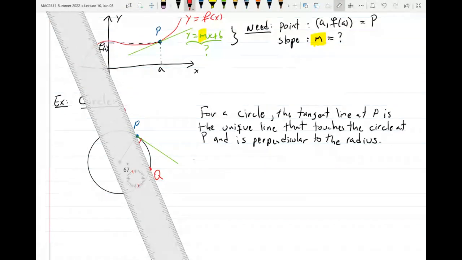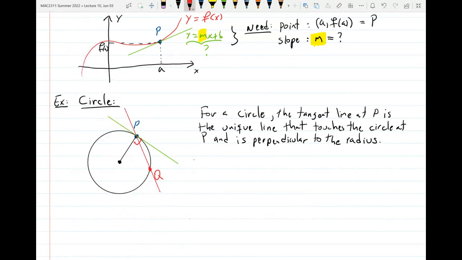Q is another point on the graph, in this case on the circle. The slope that I want, which is the tangent line's slope, I'm going to call M. The slope of this line I'm just going to call MPQ. Let me call this point Q1, so MPQ1. This is the slope of a secant line. This is called a secant line. Of course, this slope is not the same as the slope of a tangent line. Look at the lines, they are different.